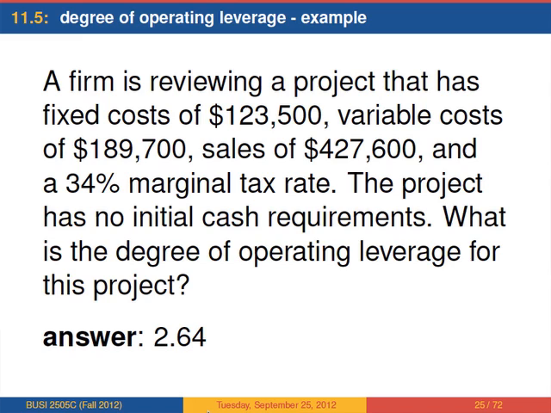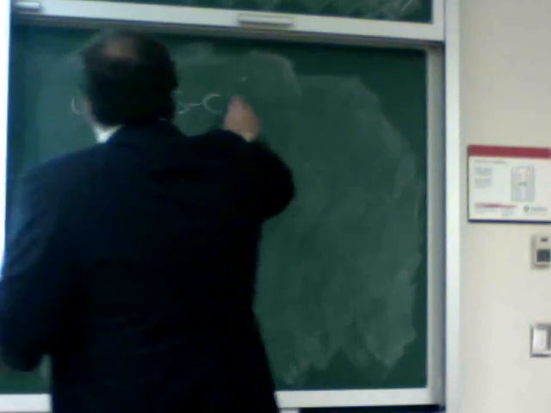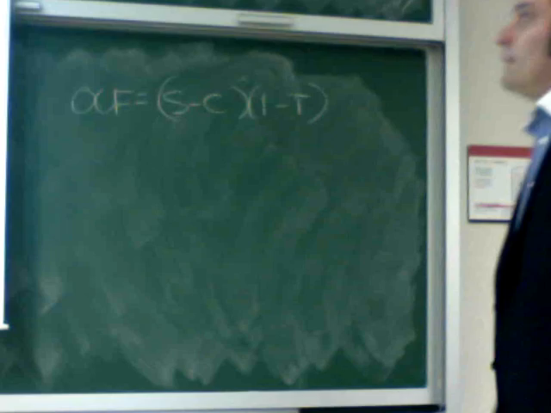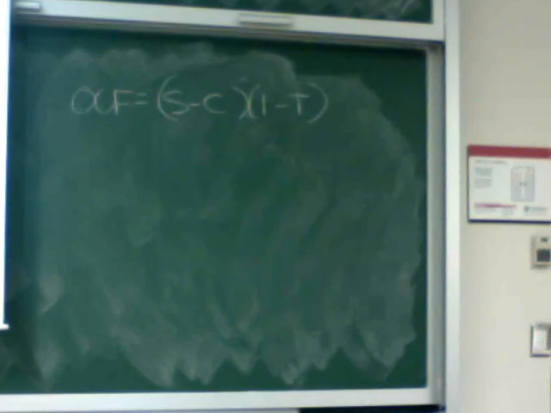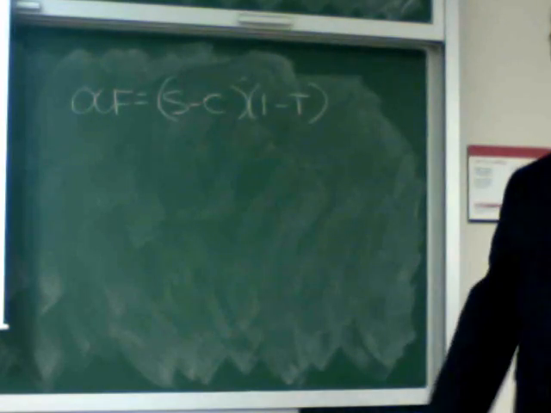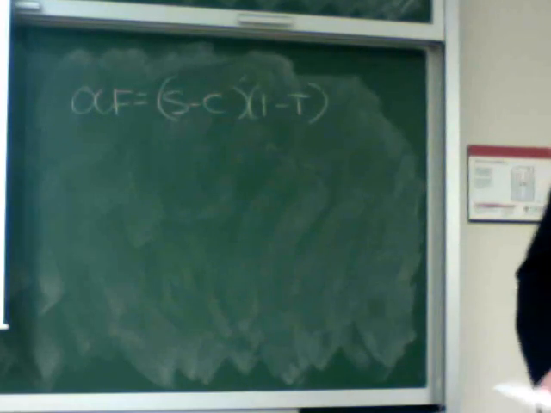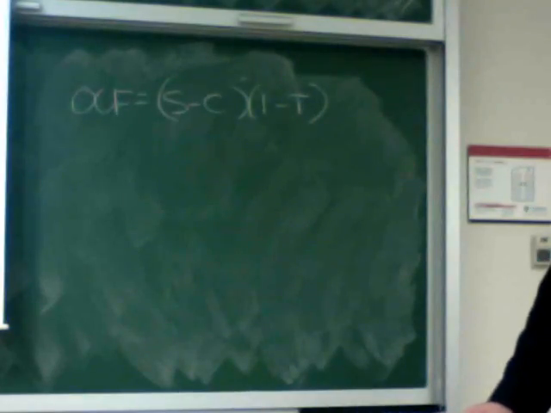Okay, so here, you're not given the operating cash flow straight out, so you just have to figure it out. So the operating cash flow is going to be... the project has no initial cash requirement. In other words, there's no investment, so there's no depreciation in that example right there.